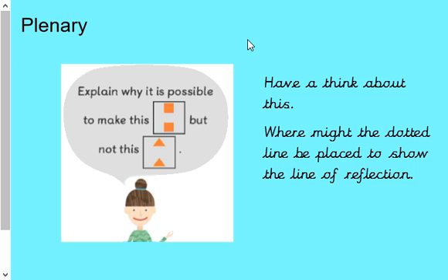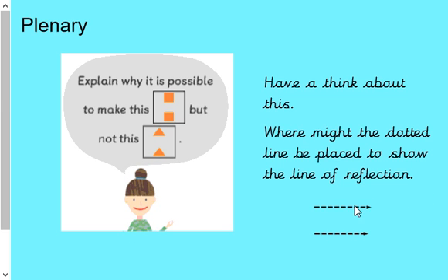Okay, welcome back. Hope everything went all right with the independent task. Now for our plenary today, I've got something for you to think about. On the shape here, the young lady is saying, explain why it's possible to make this shape by adding a dotted mirror line, but not this shape. So I want you to have a little think about this. Where might the dotted line be placed to show the line of reflection, and why can't it work down here? Press pause while you're thinking and press play when you're ready to carry on.